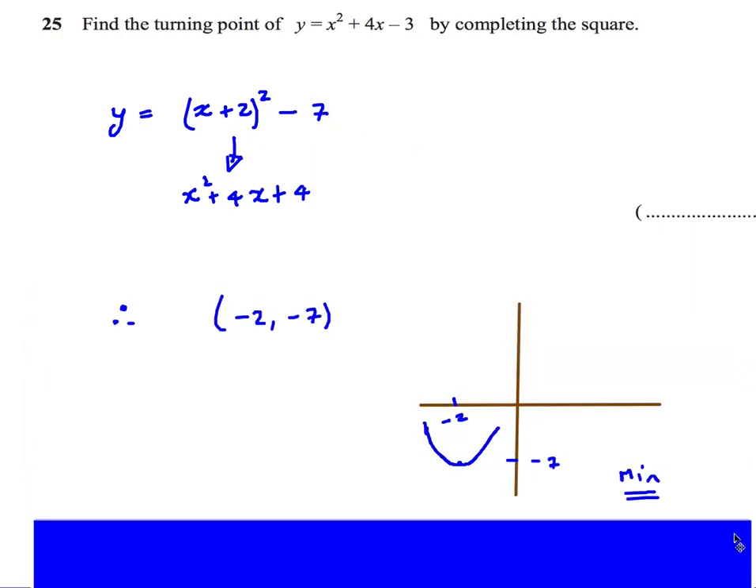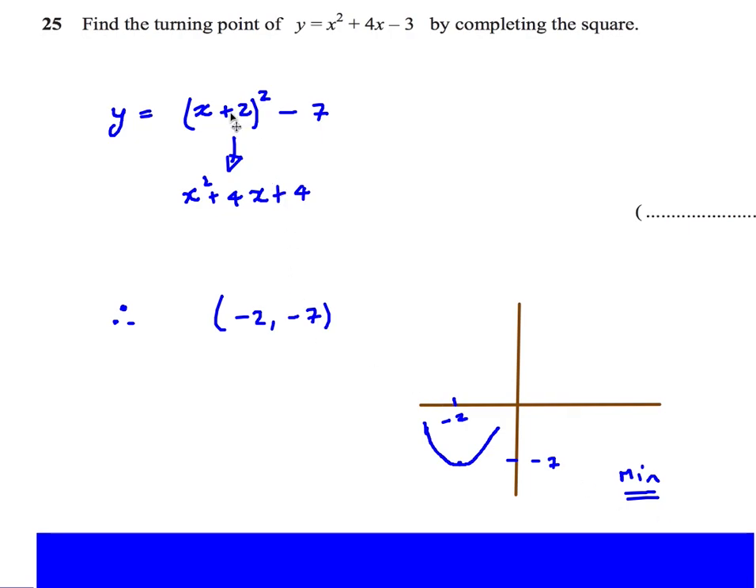Again, what's it going to look like? The plus 2 tells me the x coordinate is minus 2. Minus 7 tells me the y coordinate is minus 7. Therefore, minus 2, minus 7. That's what the turning point is. And again, it's going to be a minimum point because x squared is positive.